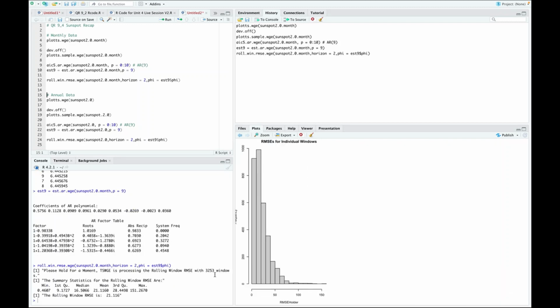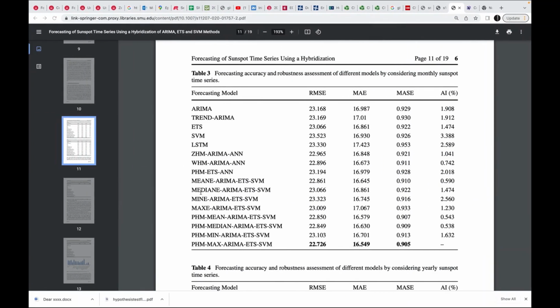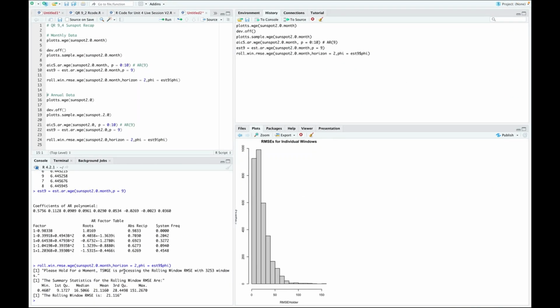It ran 3,253 windows. It got a rolling window RMSE of about 21.116. And again, we have the histogram of the ones that we saw, and so on and so forth. So let's remember that one. In fact, let's compare it right now. On the monthly data, a 21.116 beats all of these. Again, it should be even better than that because with a horizon of 1, it should do better at forecasting 1 in the future than it does 1 and 2 in the future.